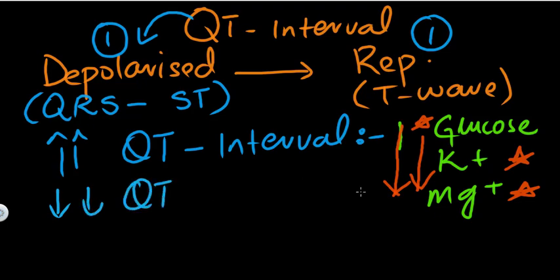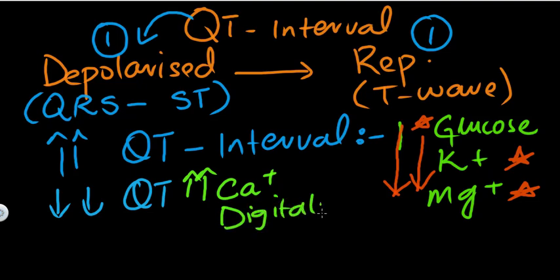And what will happen if you see a shortened or decreased QT interval? You should definitely think about hypercalcemia here. You have increased calcium, or even when there is digitalis toxicity. So a few things to remember by. However, hypercalcemia may also cause cardiac arrest in systole.